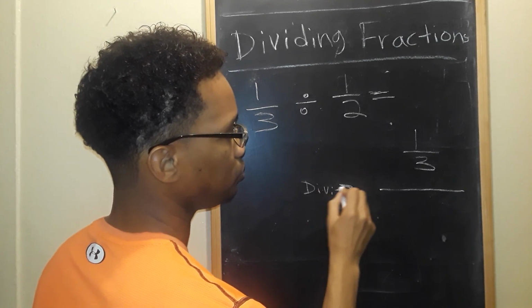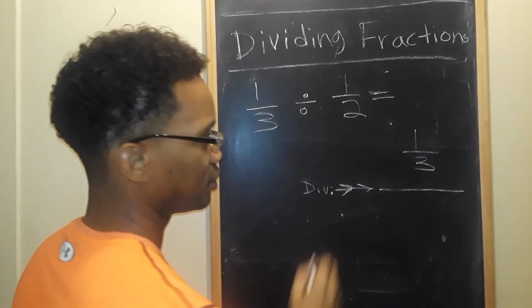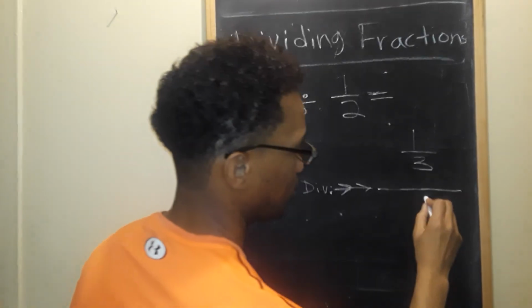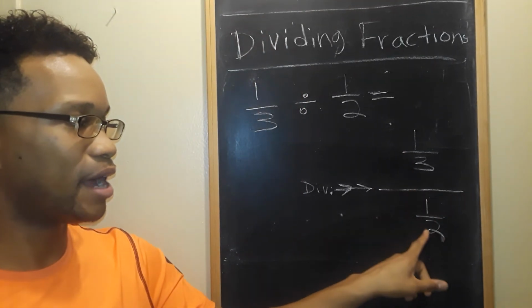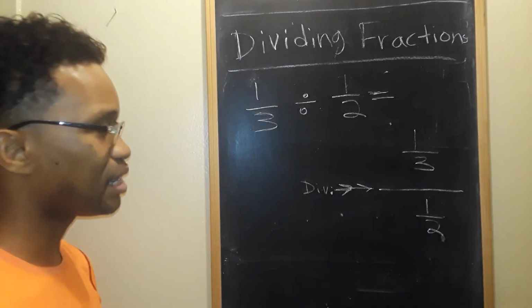This represents that you're dividing. So I just put that in, abbreviated it. And you put the second fraction in the bottom, a half, like that. So it's 1/3 divided by a half. Okay? So, step by step.